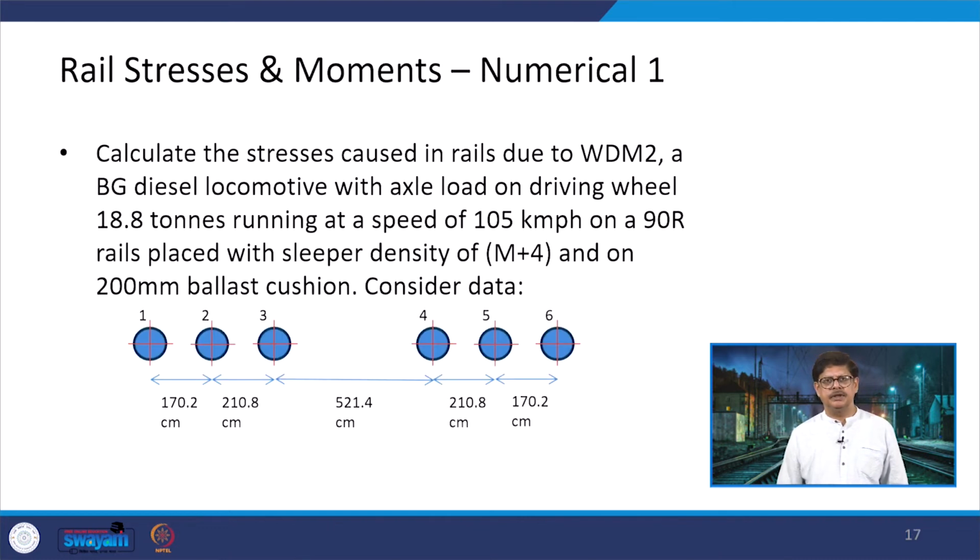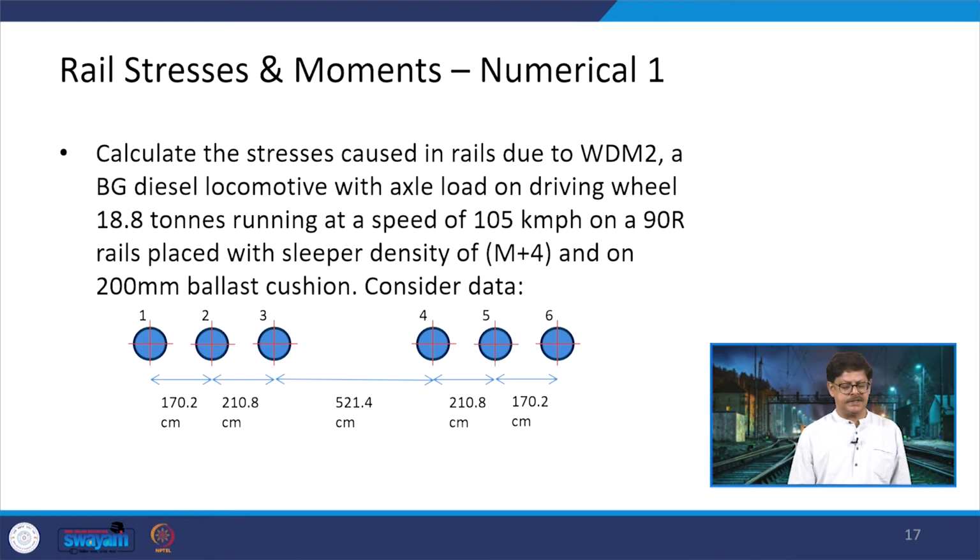So, now let us come to a numerical here. It says: calculate the stresses caused in the rails due to WDM2, a broad gauge diesel locomotive with axle load and driving wheels at 18.8 tons running at a speed of 105 kilometers per hour on a 90R rail, which is placed with a sleeper density of M plus 4 on 200 mm ballast cushion. And the data with respect to the spacing of the wheels is being given.